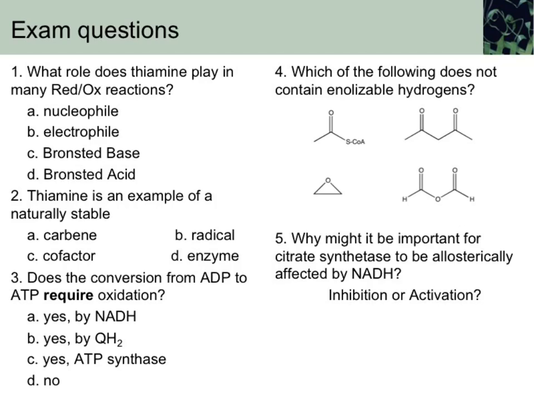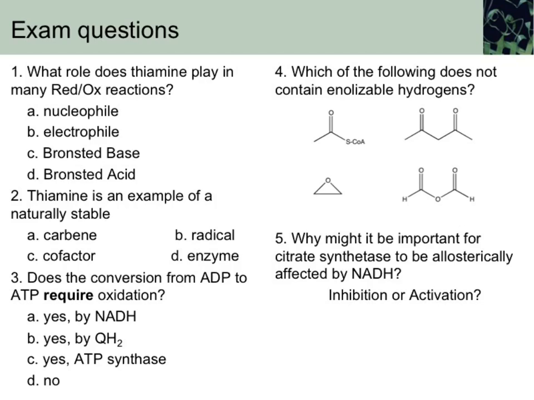What is the name of Q? Ubiquinone. Okay, ubiquinone can be used, again, to generate our proton gradient, but it's not strictly necessary. Same deal with our ATP synthase. ATP synthase is absolutely necessary to make ATP, but does it involve redox? No. All right. Question 4, which of the following does not contain enolizable hydrogens?